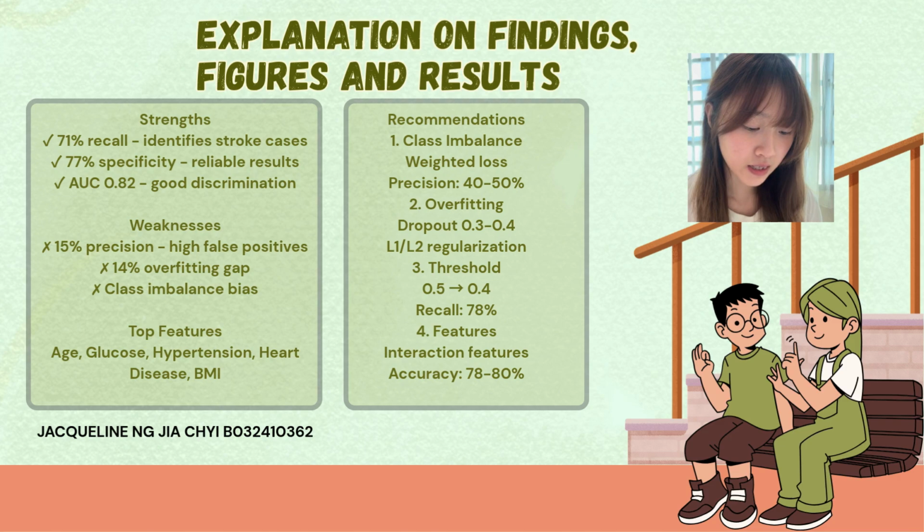First, address class imbalance using a weighted loss function to increase precision to 40 to 50%. Second, reduce overfitting by increasing dropout to 0.3 to 0.4 and adding L1/L2 regularization. Third, adjust the threshold from 0.5 to 0.4 to increase recall to 78%. Fourth, apply feature engineering to improve accuracy to 78 to 80%.